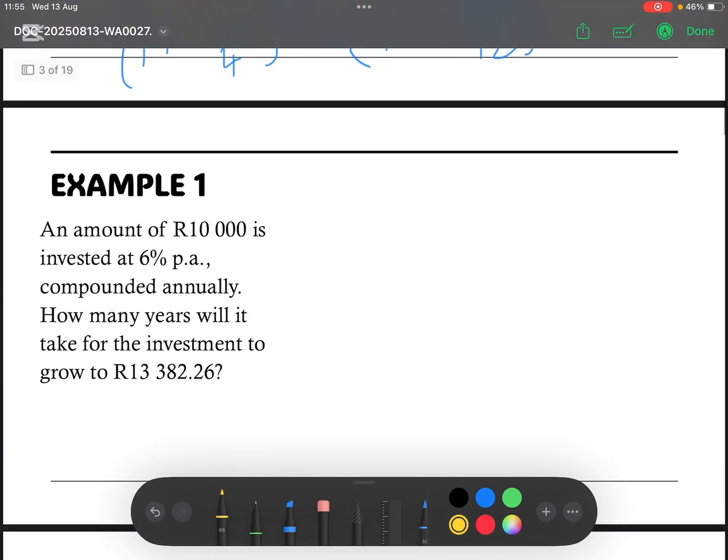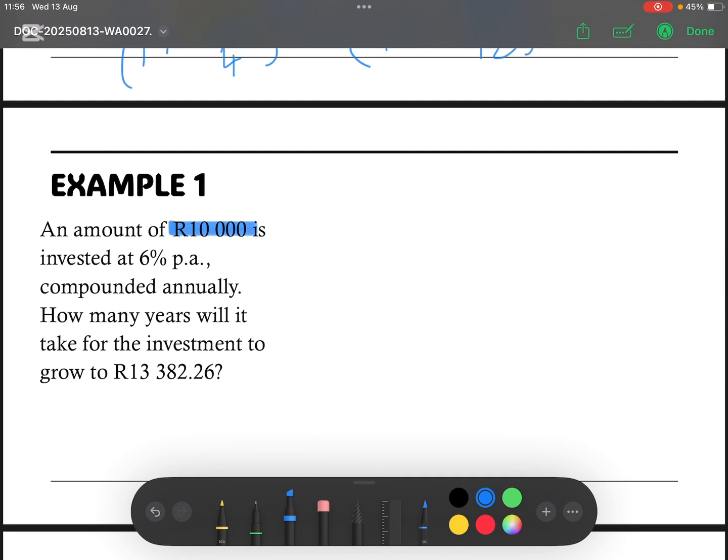So now let's look at the first example. In grade 12, we're going to use compound interest in most cases, and also depreciation or reducing balance. However, in grade 12, they're going to look for the value of n, which we can call a period or number of payments. So now let's look at this example on finding the value of n.